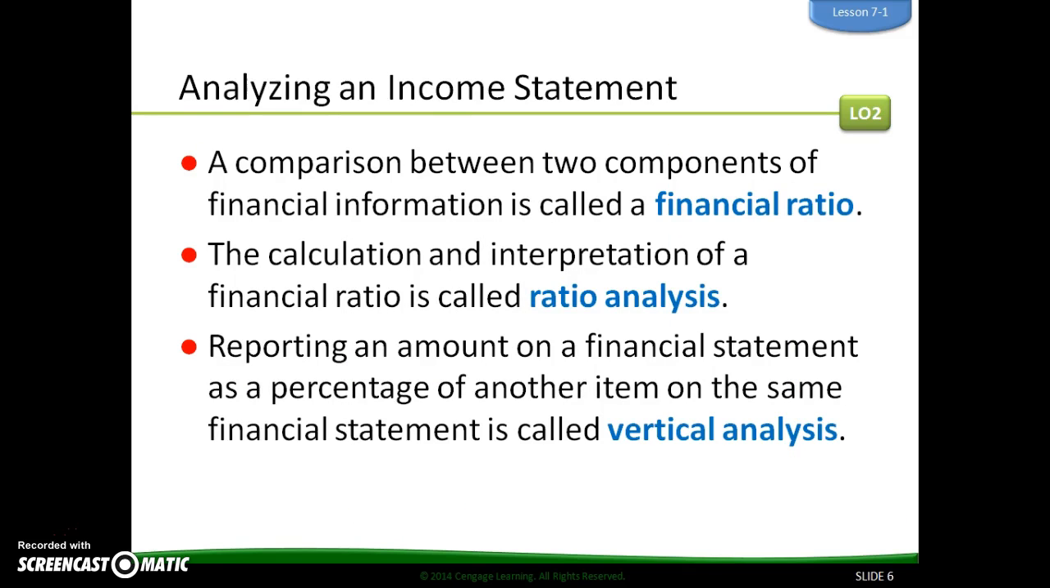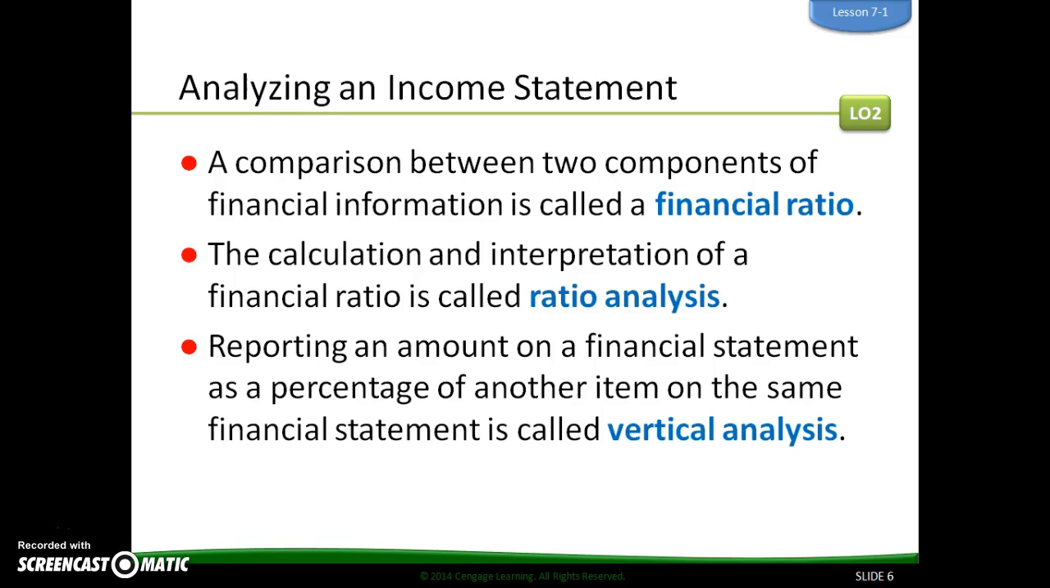Okay, so the next part comes in when we want to actually take the data from our income statement and analyze it, or look at it and try to figure out what does it mean. We want to have some kind of understanding that there are a couple of terms that we want to focus in on here, and there are three of them: the financial ratio, a ratio analysis, and a vertical analysis. So comparing two components of financial information, this is a financial ratio.